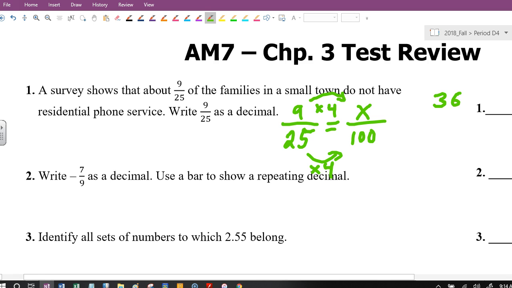How do we write that as a decimal? 0.36. Right. And there's a second way you can do it, which is division. You just divide the numerator by the denominator, 9 divided by 25, and you can plug it into your calculator. I don't feel like doing it now, but that would give you the right answer.